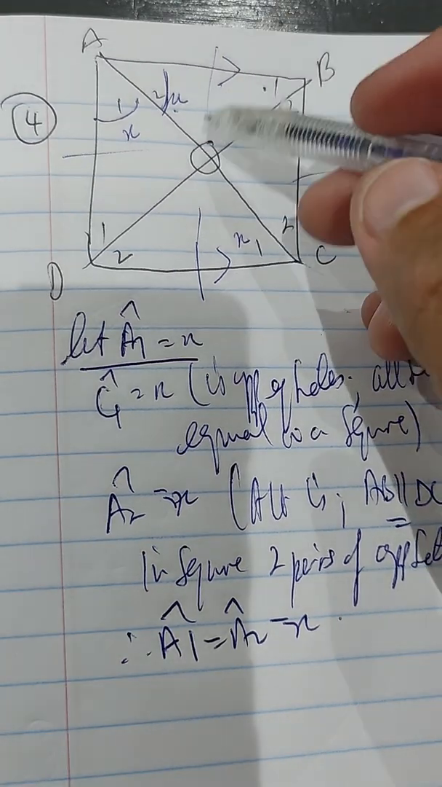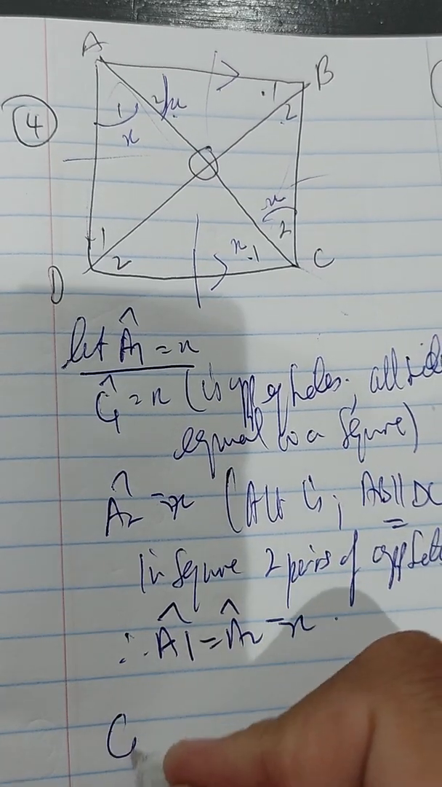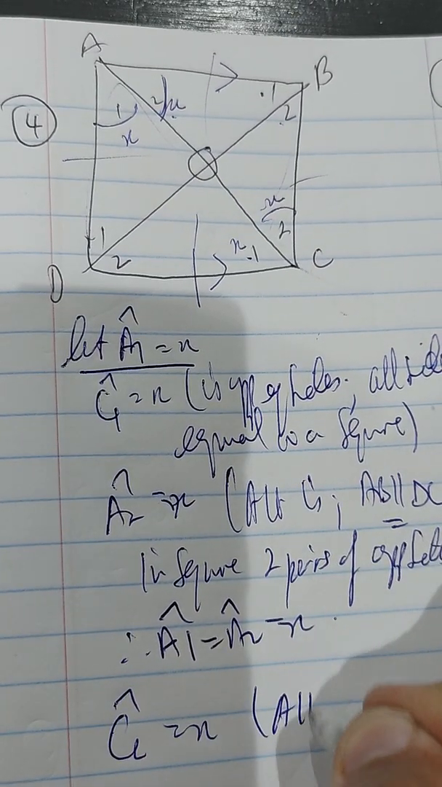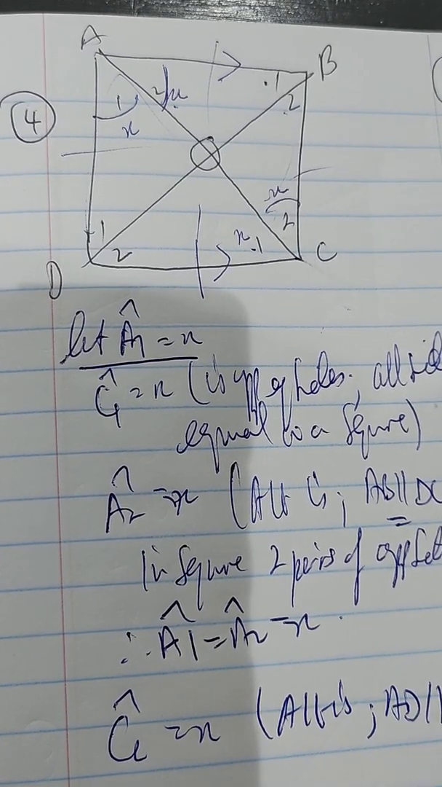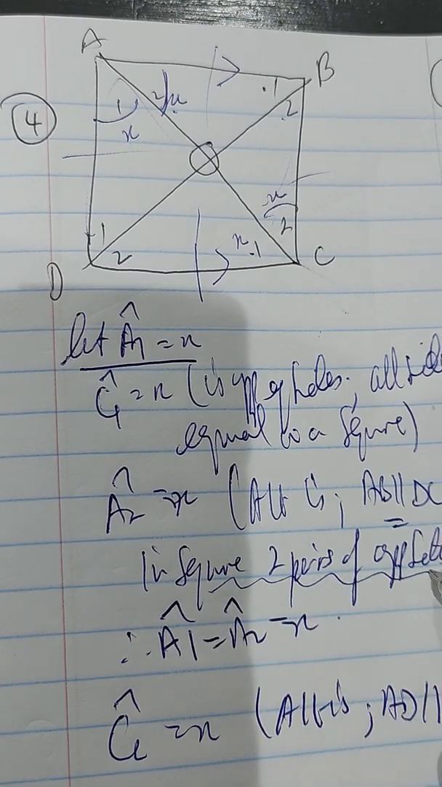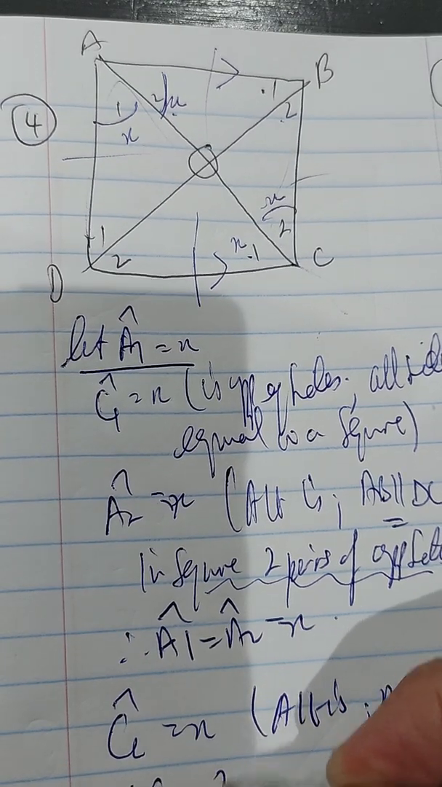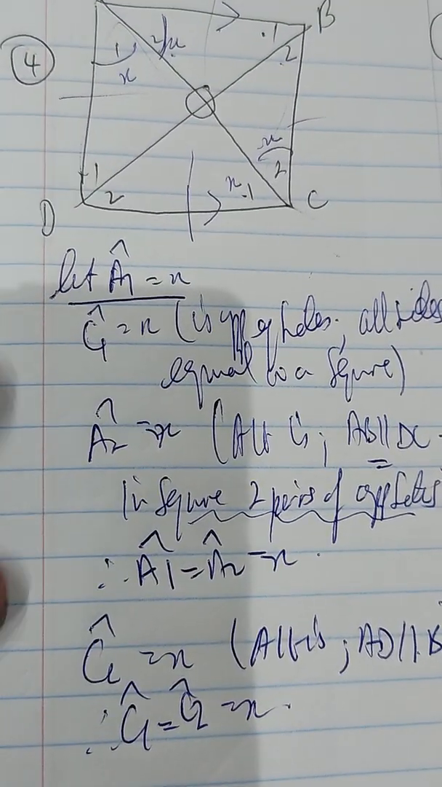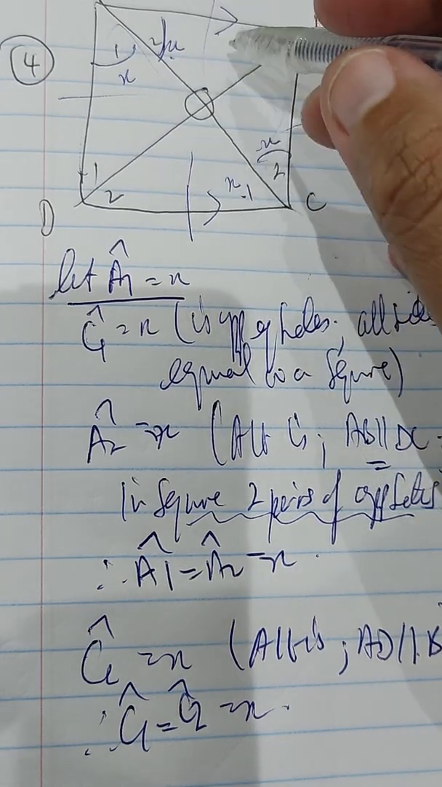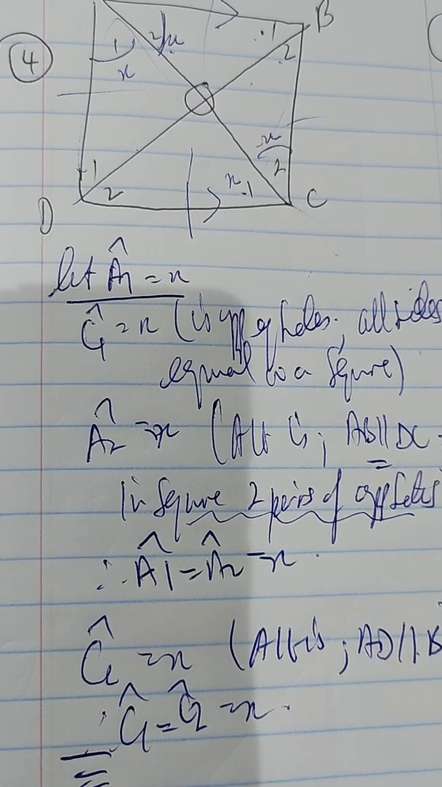Now of course C2 would also be x. So we say C2 is also x. Why? Alternate angles with AD being parallel to BC. I've already said two pairs of opposite sides are parallel, so we don't have to state it again. Therefore C1 is equal to C2, which is equal to x. Okay? And then you can go through the same notion to calculate B1, B2, D1 and D2. Okay.